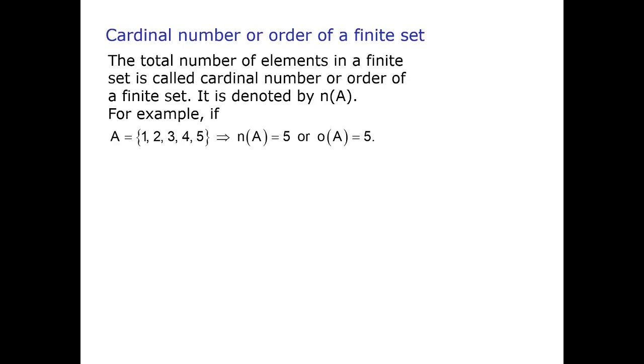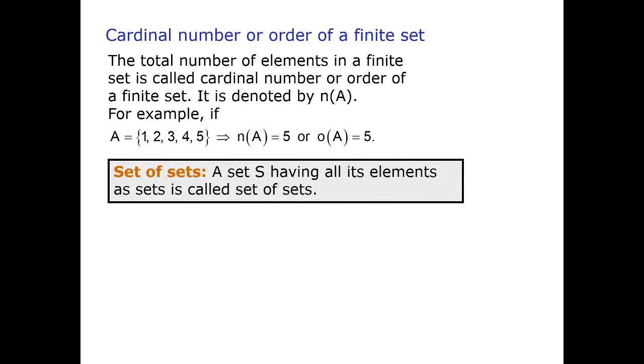Cardinal number or order of a finite set. It is also known as the number of elements in a set. The total number of elements in a finite set is called the cardinal number or order of the finite set. It is denoted by n(A). We used to call this the number of distinct elements.